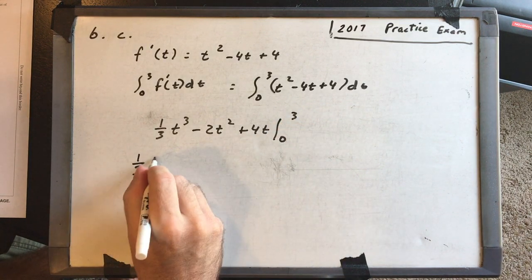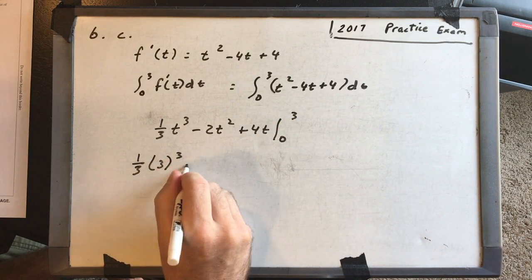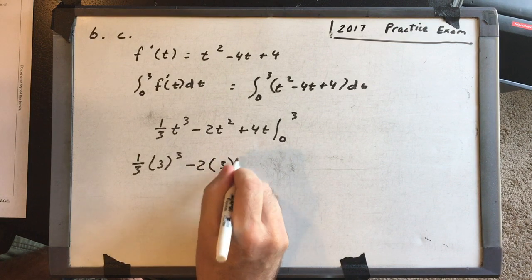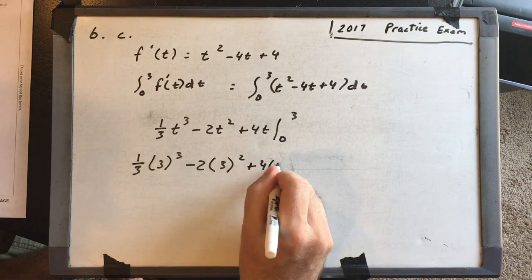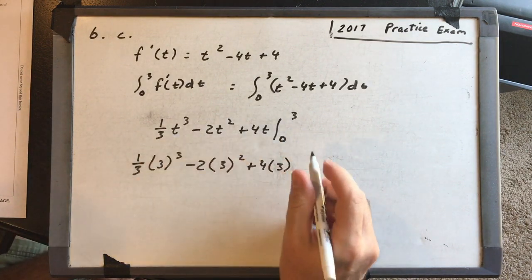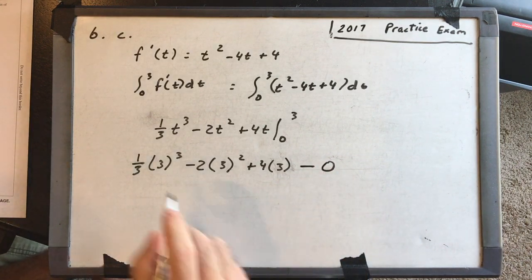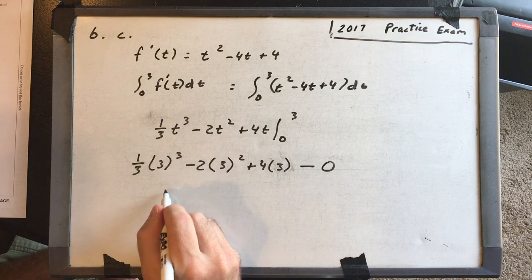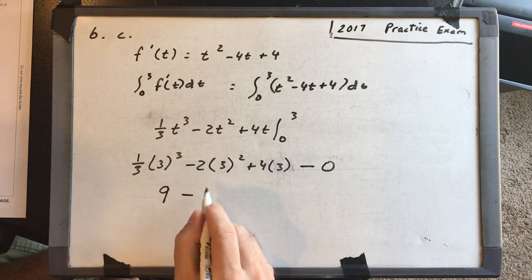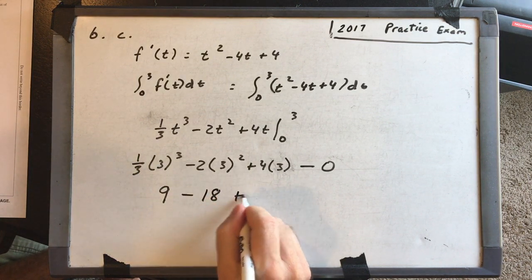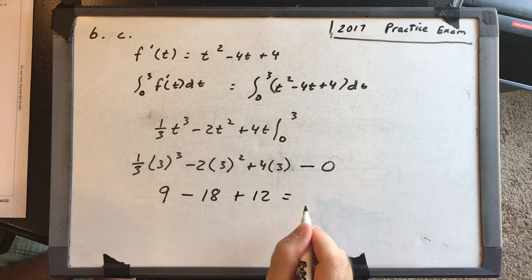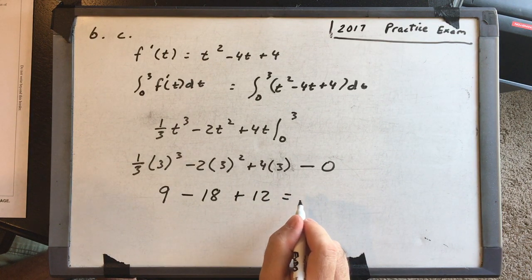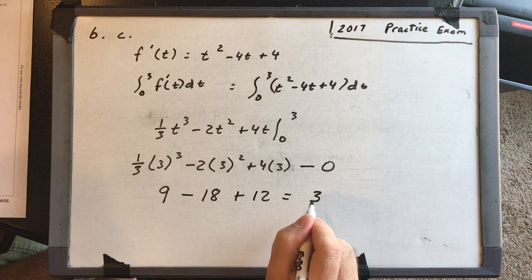So that's 1/3 times 3 cubed minus 2 times 3 squared plus 4 times 3, and then we get to plug a 0 into all that, so yay. 3 cubed, that's not 9, that is 27. 27 over 3 is 9. 2 times 9, 9 minus 18 plus 12. All right, so that's negative 9 plus 12, which is 3.